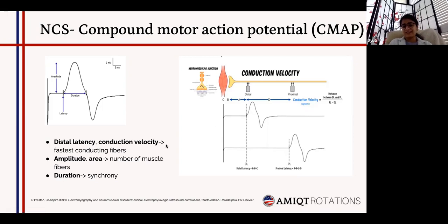So for example, if there is a demyelinating process, the latency would be increased, the velocity would be decreased. If there is axonal loss and the motor units are decreased, the amplitude and the area will decrease. And if the nerve fibers are affected unequally and they are carrying the impulse at different velocities, we'll get an increased duration of the response.